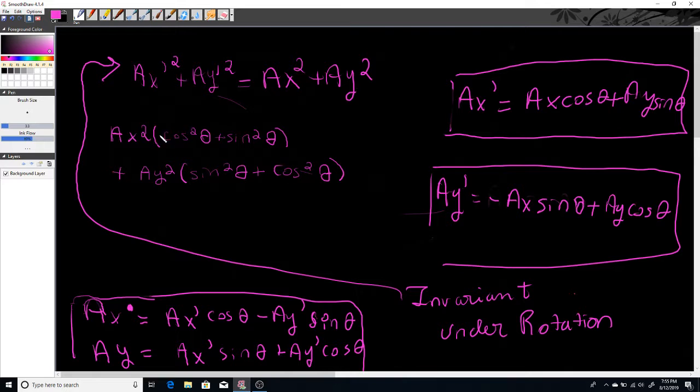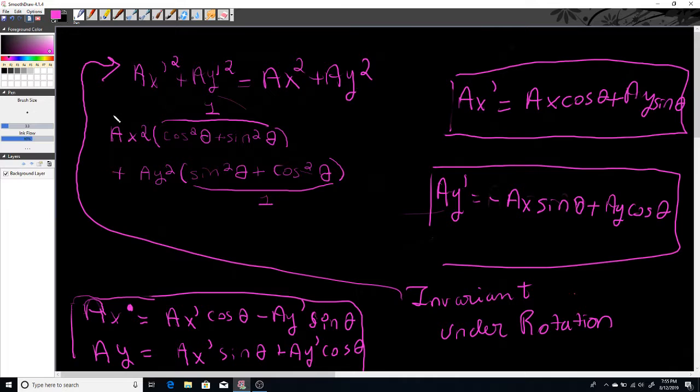Okay, so this is the expression that I got from doing this squared. And that's the expression that I get from doing this squared. Now what happens here is that this conveniently becomes 1, because cosine squared plus sine squared is 1. And the same thing occurs here.